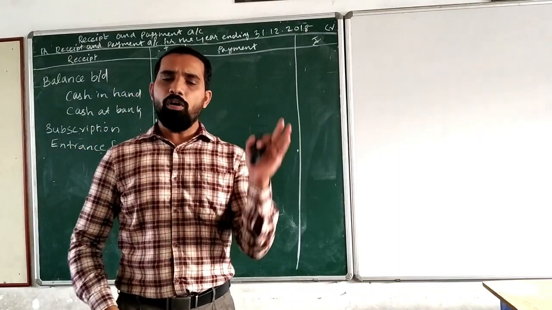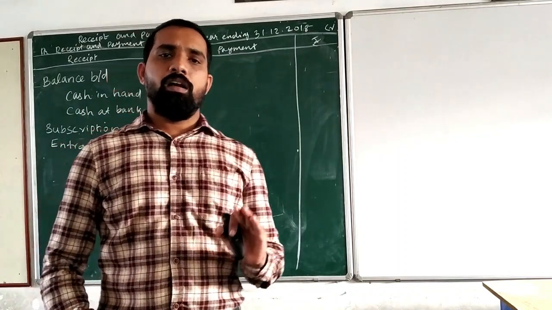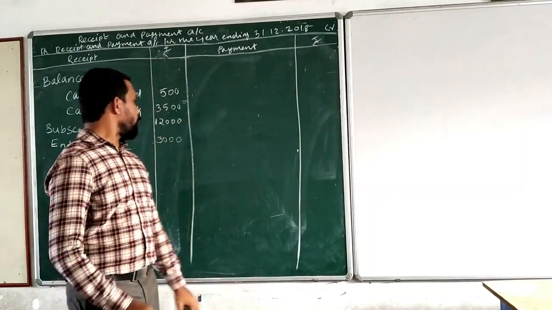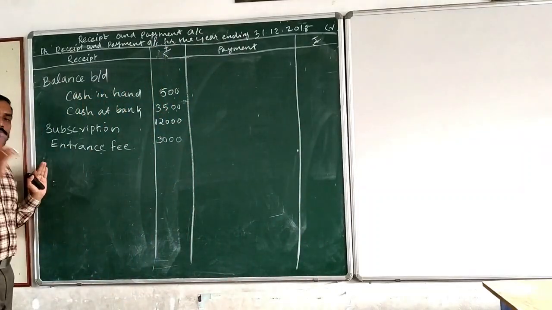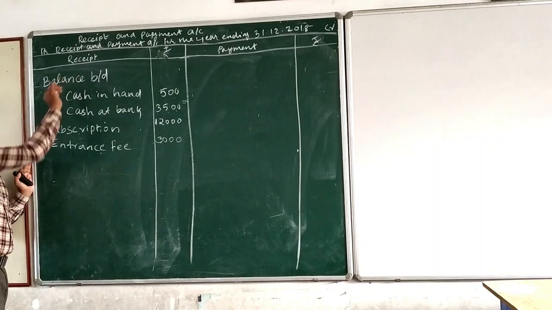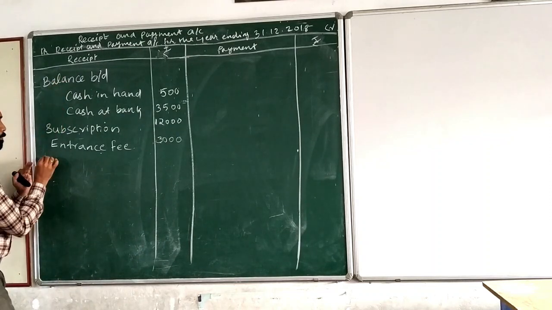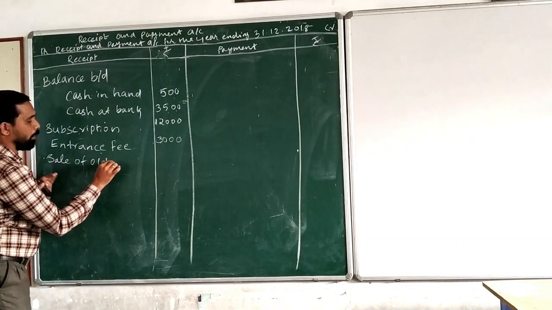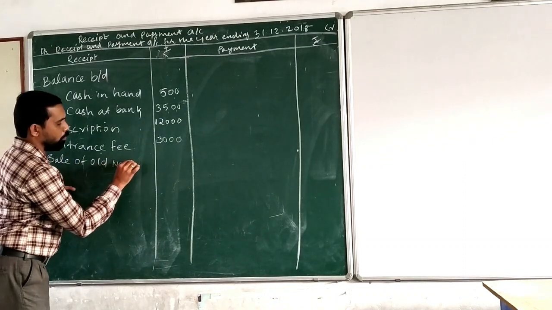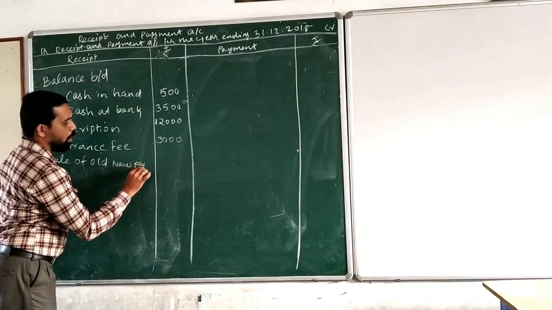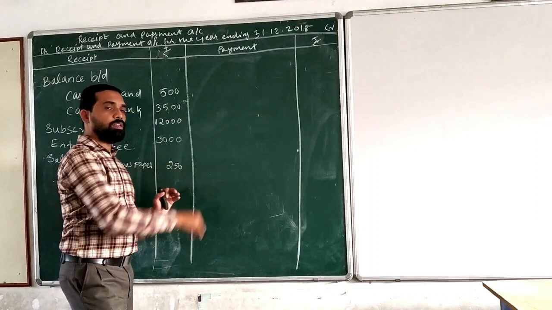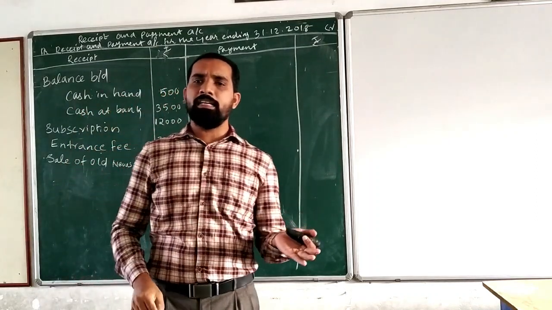Sale of old newspaper, rupees 250. Sale of old newspaper is also a receipt, so it is shown on the receipt side. How much? 250. Then what is the next item?